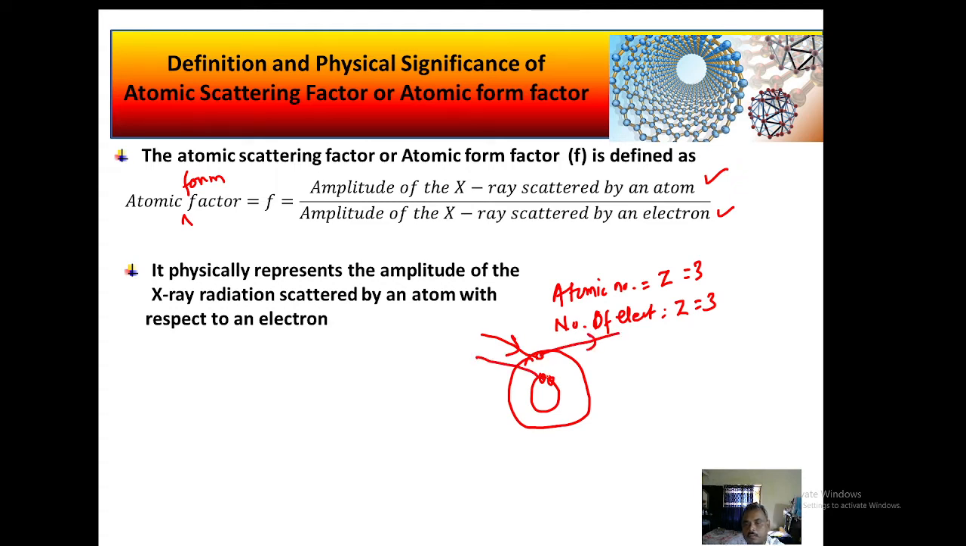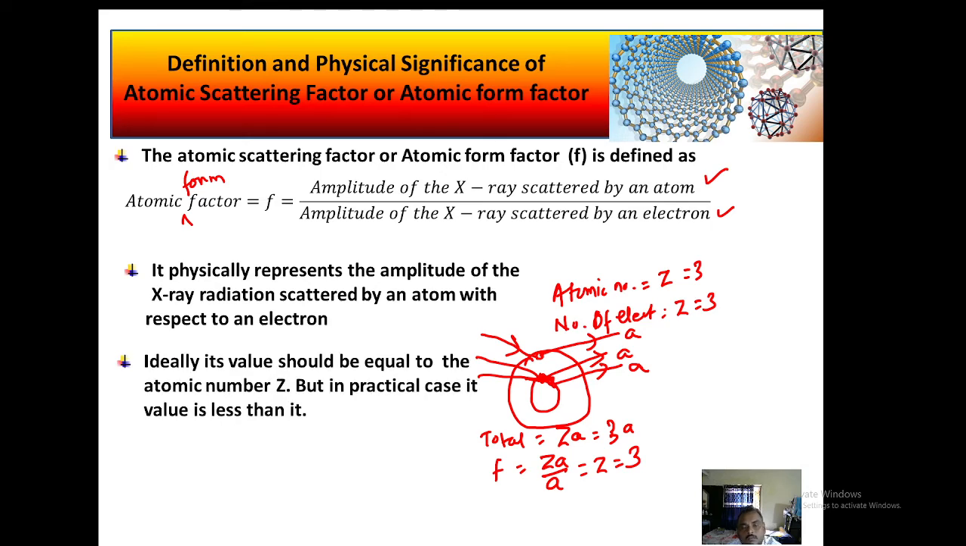Let's say the scattering amplitude is A from each of these electrons. Now the total scattered amplitude will be Z into A. In this case Z is 3, so 3A. So F should be equal to the total divided by the individual electronic contribution. This is ZA by A, which is equal to Z, that means it is equal to 3. So the atomic form factor should ideally be 3, but it is generally not exactly 3, it is a little bit less than that. This is mentioned in the next point.